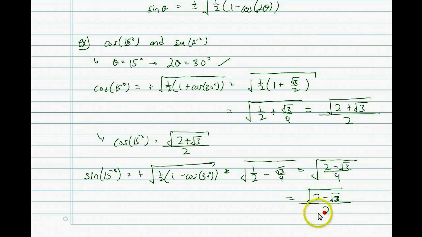Again, it's a very strange looking thing. You don't often see a square root inside of a square root, but that just goes to show you that these values are not so simple to compute by hand.